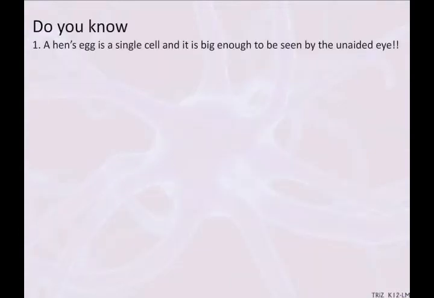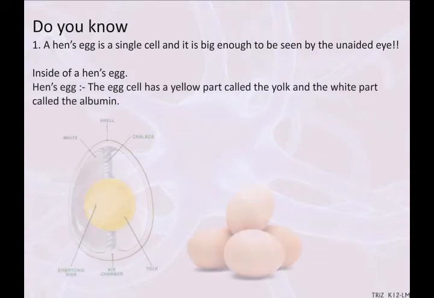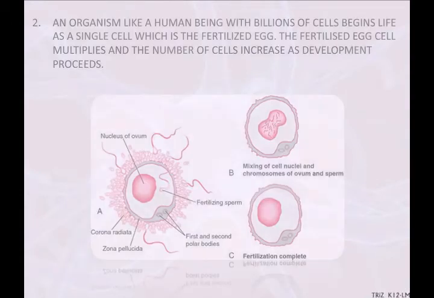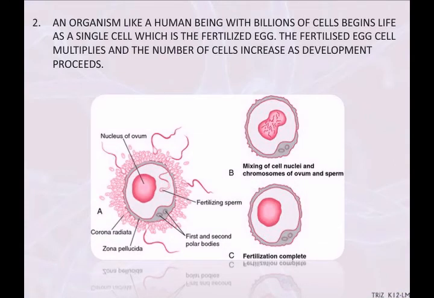Do you know a hen's egg is a single cell, and it is big enough to be seen by the unaided eye? Inside of a hen's egg, the egg cell has a yellow part called the yolk and the white part called the albumin. An organism like a human being with billions of cells begins life as a single cell, which is the fertilized egg. The fertilized egg cell multiplies and the number of cells increase as development proceeds.